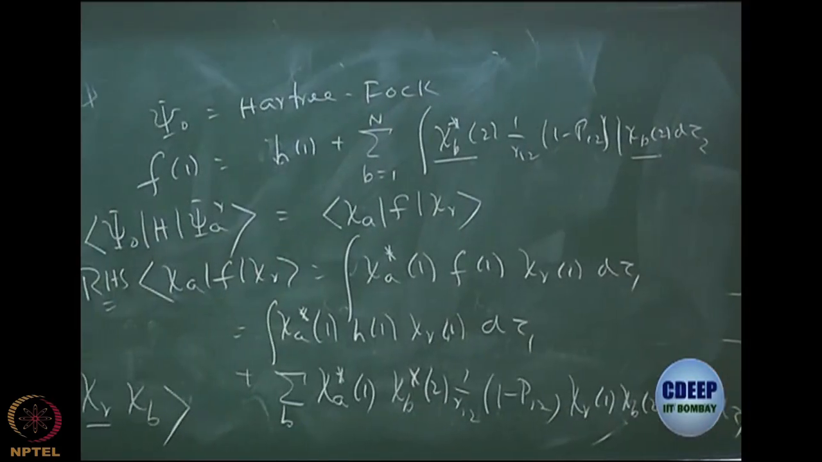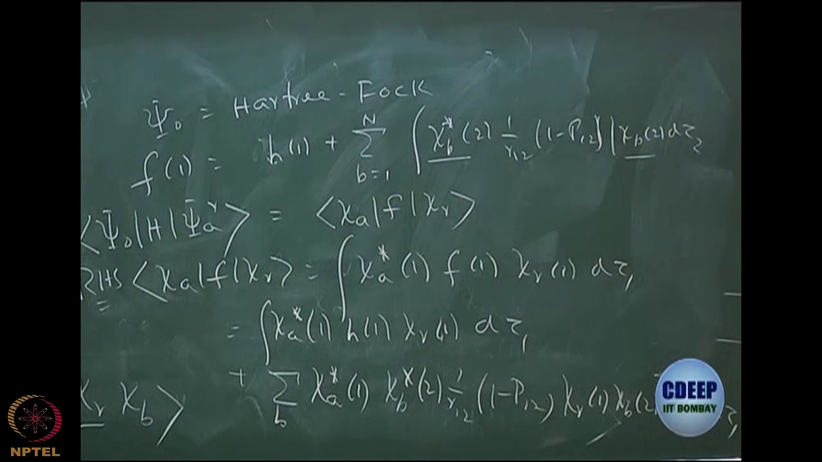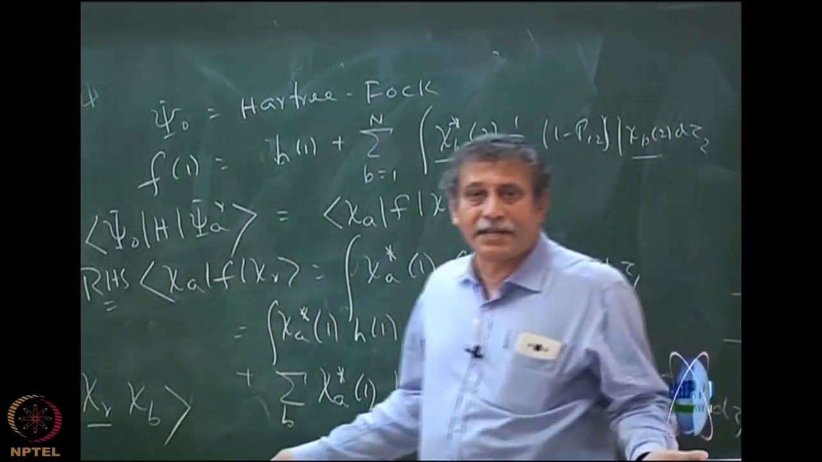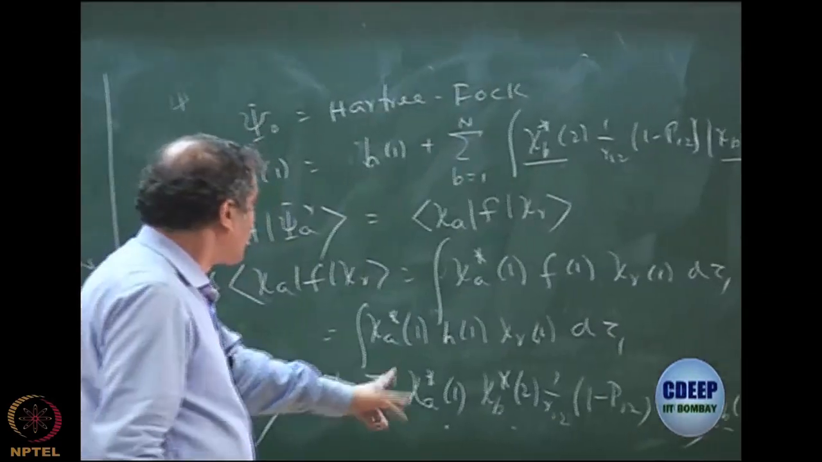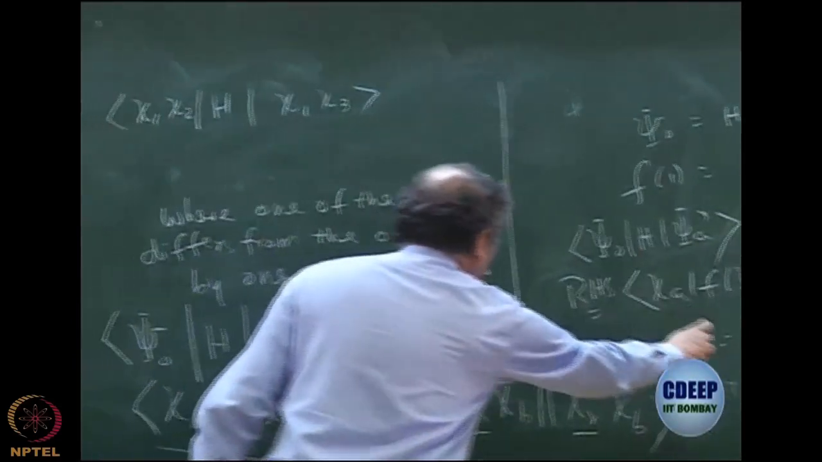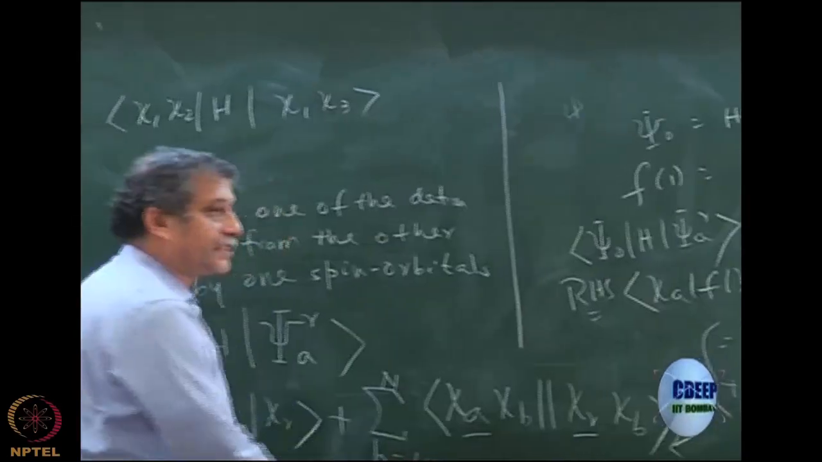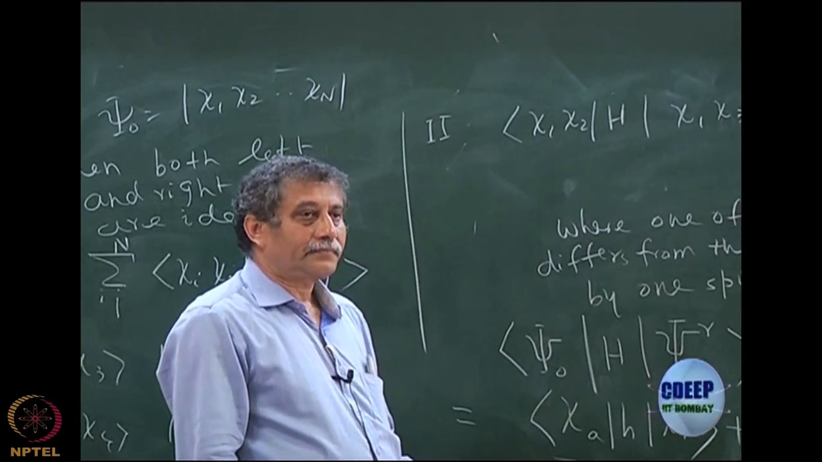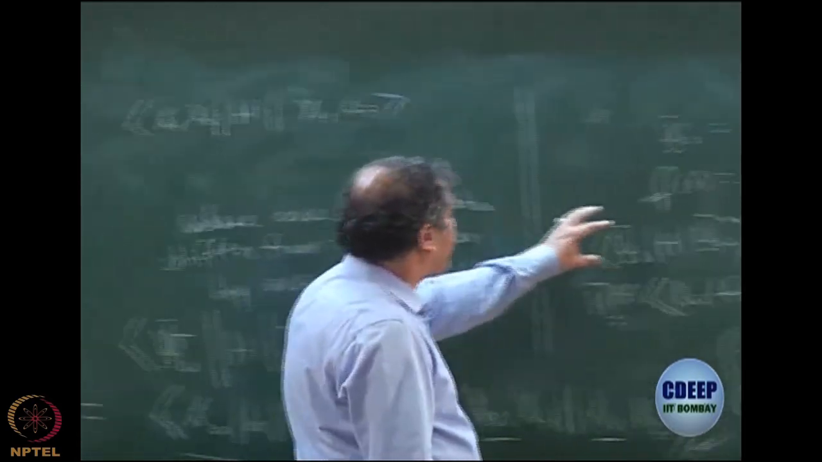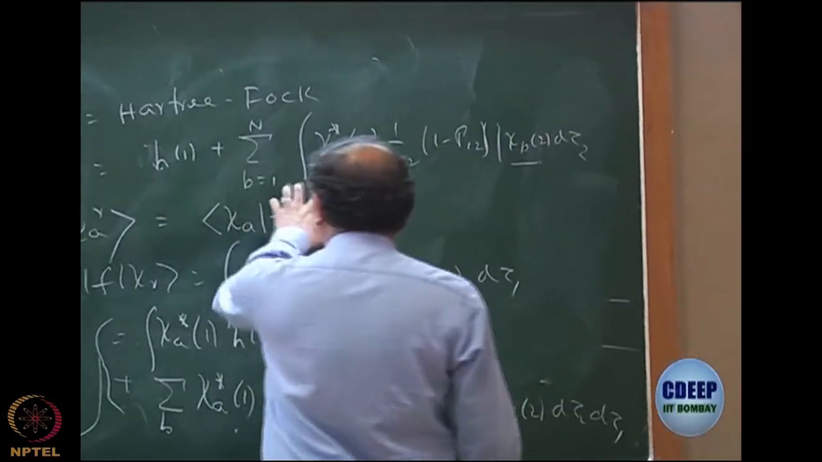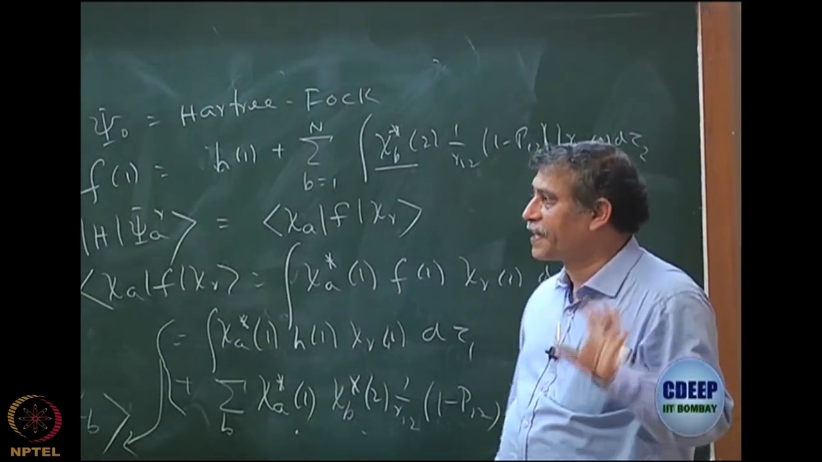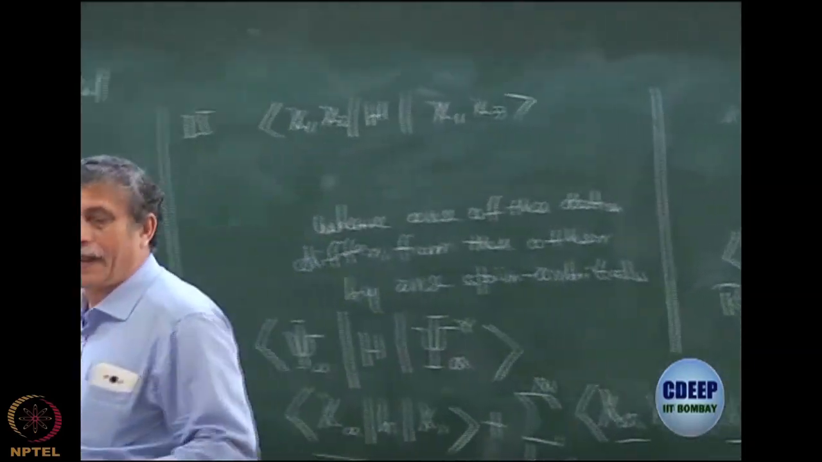Just in the long form I have written, quite clearly these two together are nothing but this. I hope all of you can see this, that this term, sum over b, chi a chi b antisymmetrized chi r chi b. That is the meaning of antisymmetrize: 1 by r 1 2 is not written, we have a 1 minus p 1 2, so antisymmetry makes it exchange on the right side. So this is in the long form nothing but this entire expression. Is it clear to everybody? So what I am arguing is that this expression is nothing but this quantity, chi a f chi r. Please note very carefully, I am trying to go as slow as possible because I know that everybody is doing this for the first time.